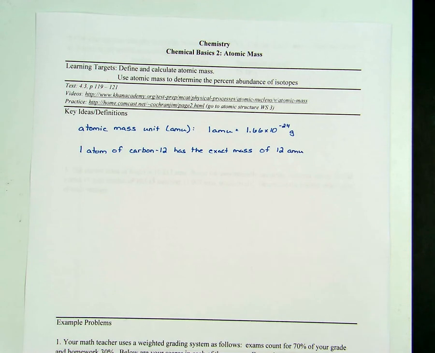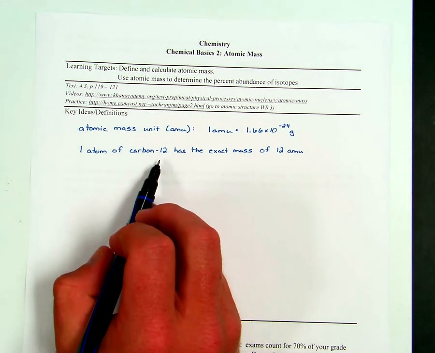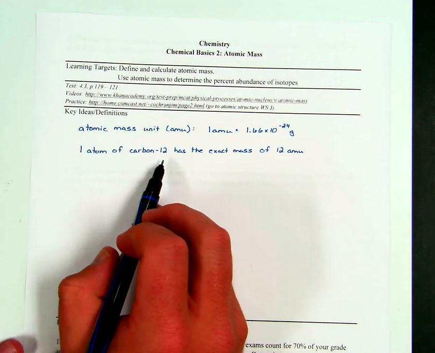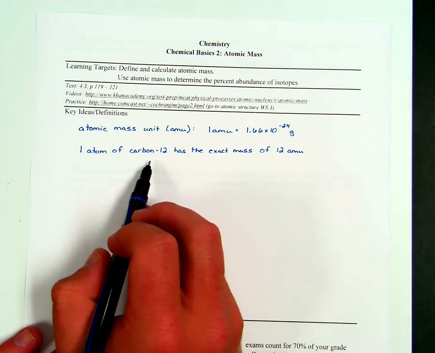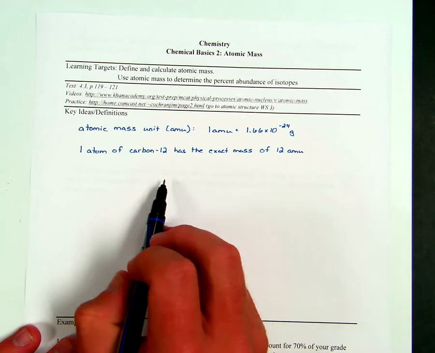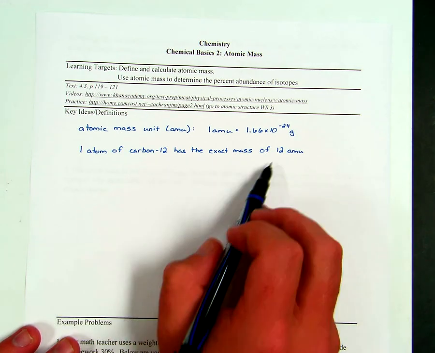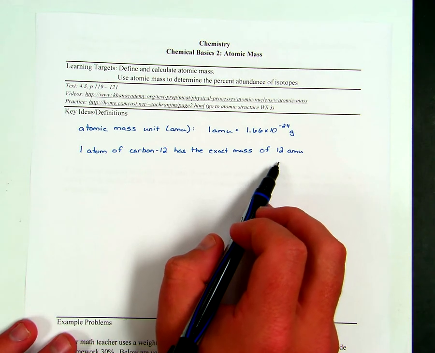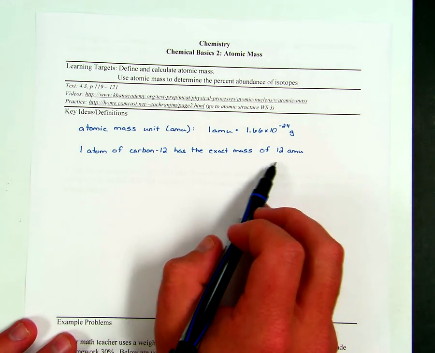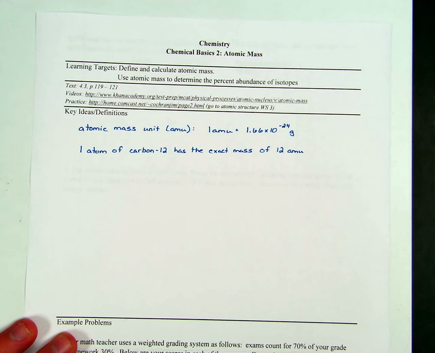If you have a single atom of carbon-12, recall the 12 there is the mass number. So we're talking about a carbon atom with 6 protons and 6 neutrons. Well, every carbon atom has 6 protons. This one has 6 neutrons in it. The mass of that atom is exactly 12 AMUs. The mass of every other isotope of every other element is determined relative to this carbon-12 atom. So that's how we determine what the mass of atoms are, at least relative to the carbon-12 atom.